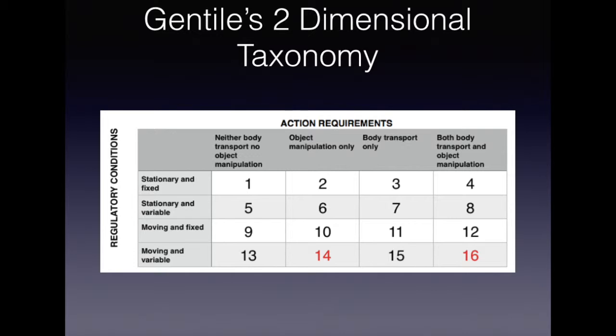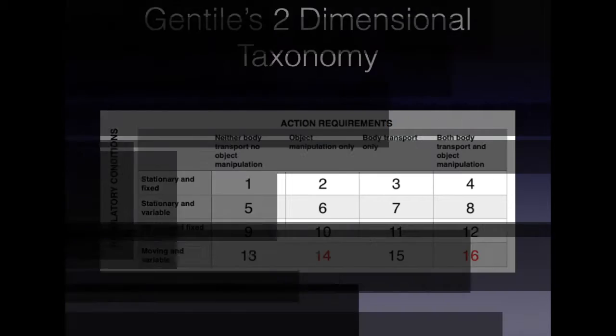According to Gentile's two-dimensional taxonomy, the initial practicing of the skill will be classified as a 1A. This is because the regulatory conditions will be moving and variable, except there will only be object manipulation and no body transportation, as the ball will be stationary. As we move on to more advanced training and even game situations, the skill will be classified as a 1B, as the person will have to move towards the ball.